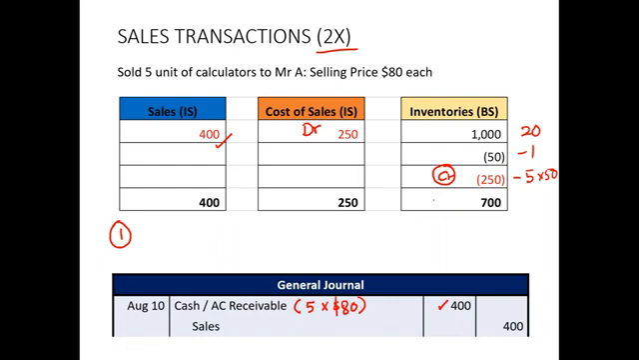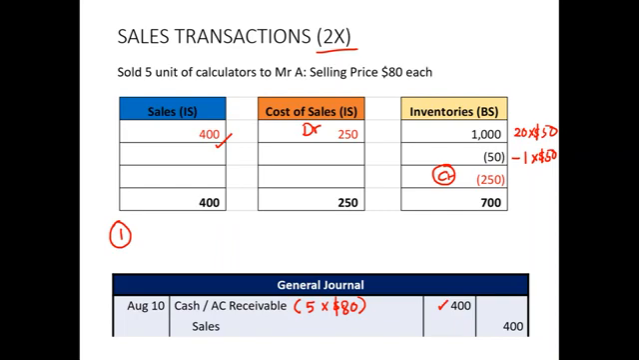Are you okay with this? When I sold 5 units of inventories to Mr. A, what is the balance? Previously, you purchased 20 units. 20 multiplied by 50. That's why your inventory is 1,000. Then you return 1 unit to the supplier. You minus 1 multiplied by 50. Then you took out 5 units from the shares. You gave to Mr. A.